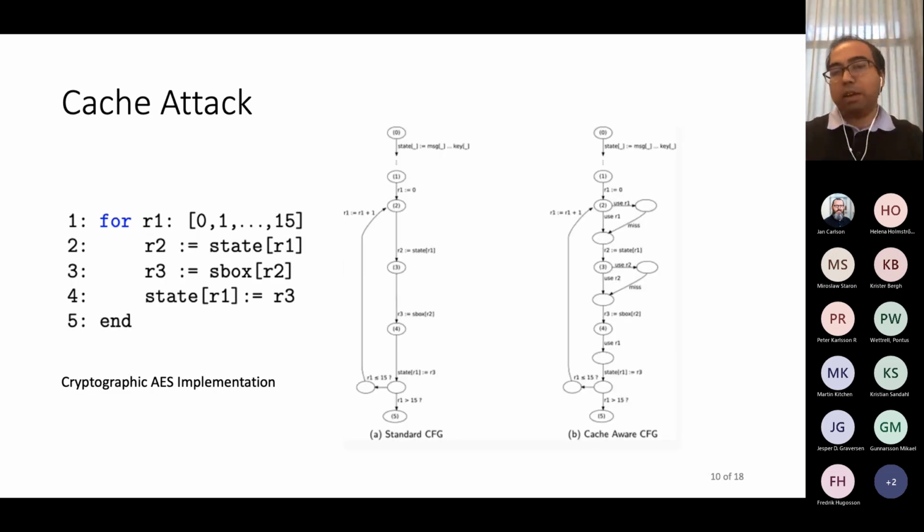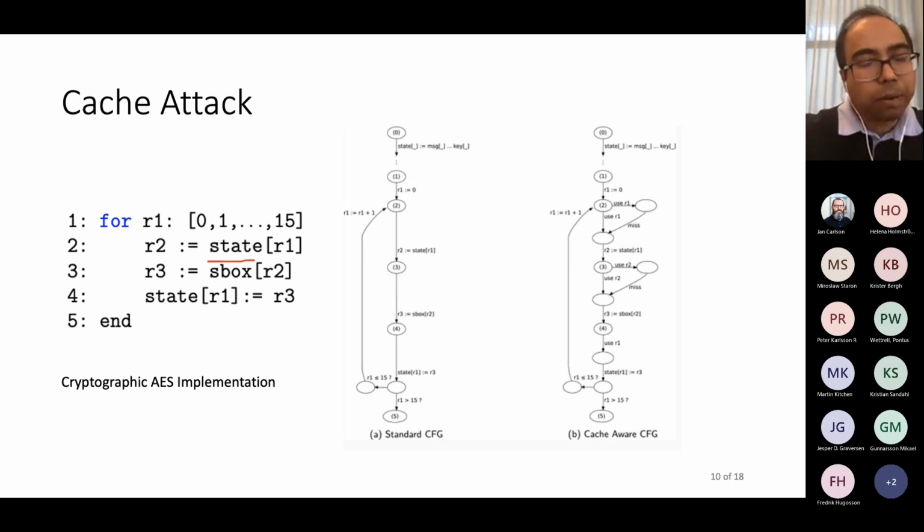Another example is that a timing leak can lead to a cache attack or other kinds of attack. Here is another example. This is a very particular implementation of the Advanced Encryption Standard algorithm. In this code fragment, R1, R2, R3 are registers, and state is a map from public key to secret key. And SBox is a constant array that spans over multiple memory blocks.